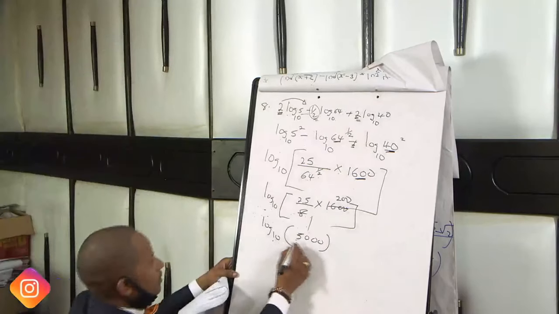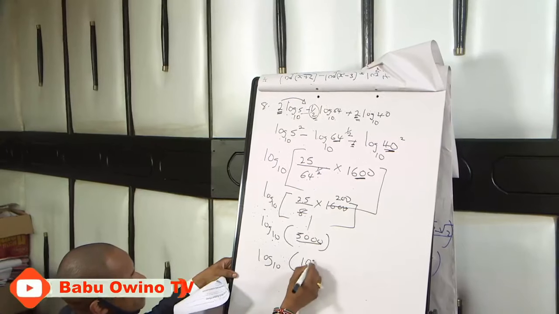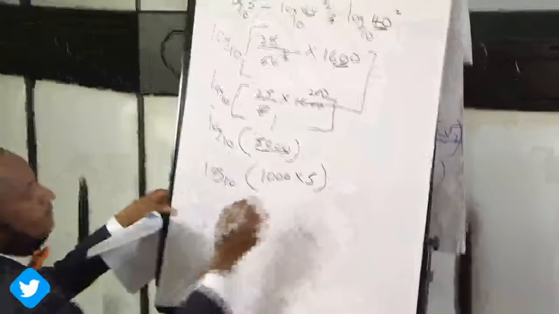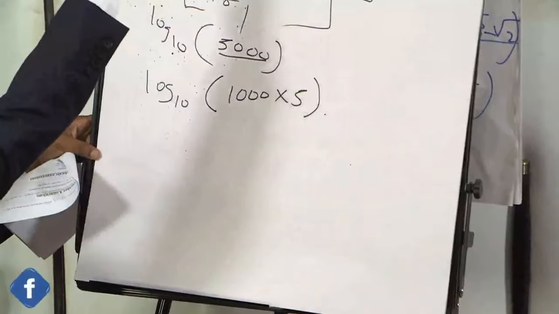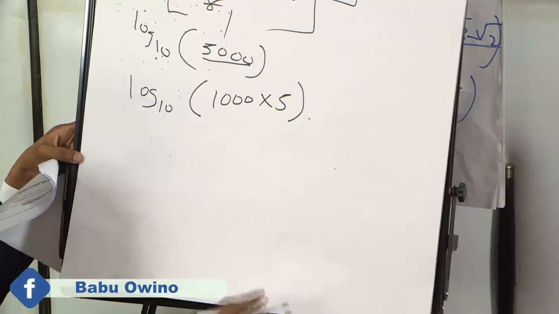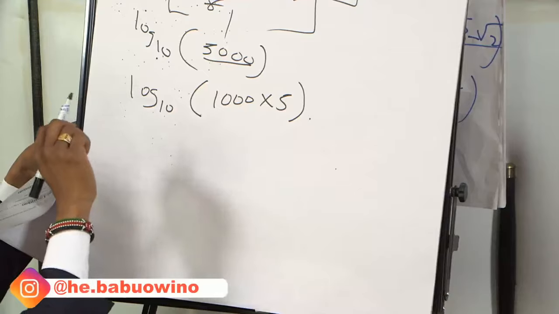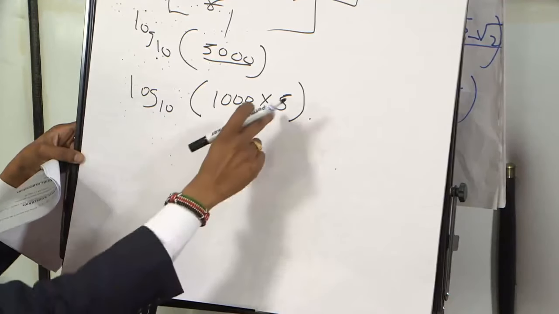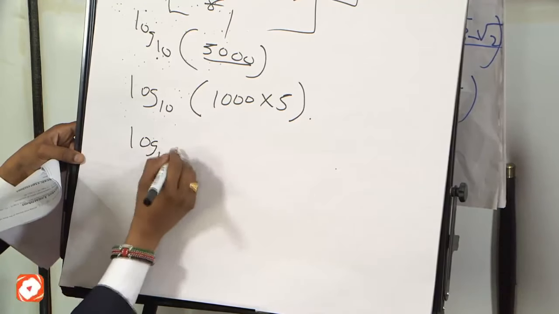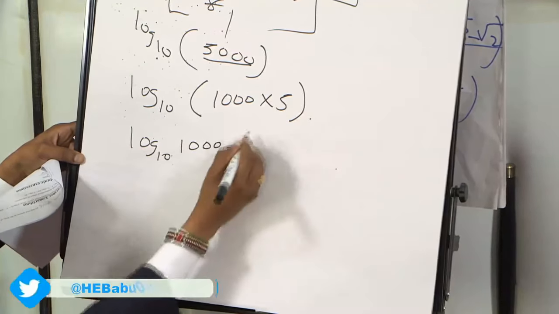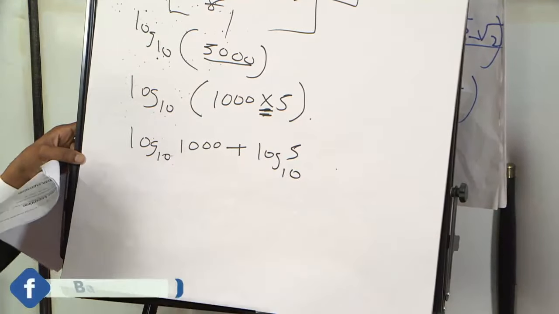You can see that log to base 10 of 5000 can be written as 1000 times 5. When you split this, it's like you are going back to the initial relationship that we had. I told you, when you see minus, you divide. When you see plus, you multiply. So when you see multiplication, you add. So you can equally write this as log 1000 to base 10 plus log 5 to base 10.